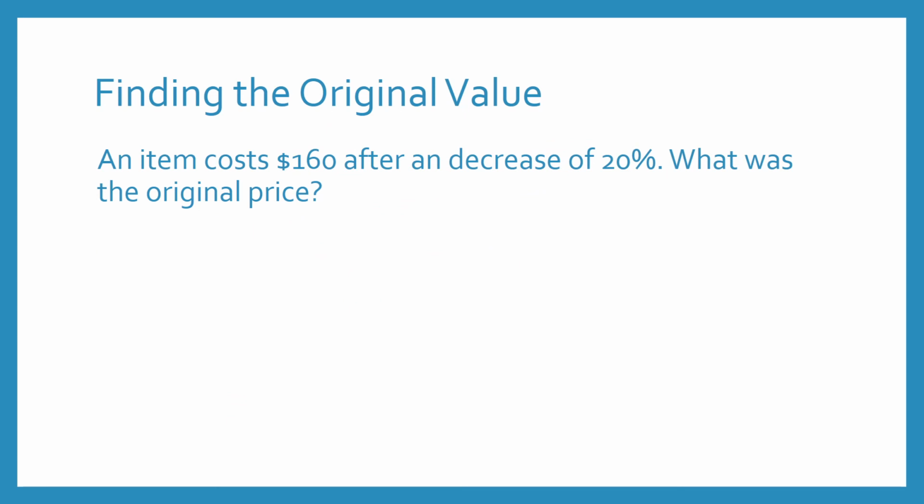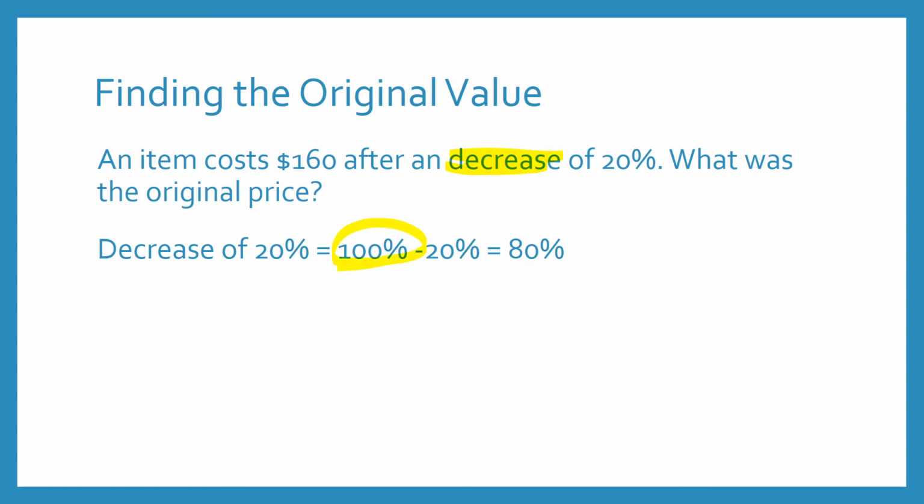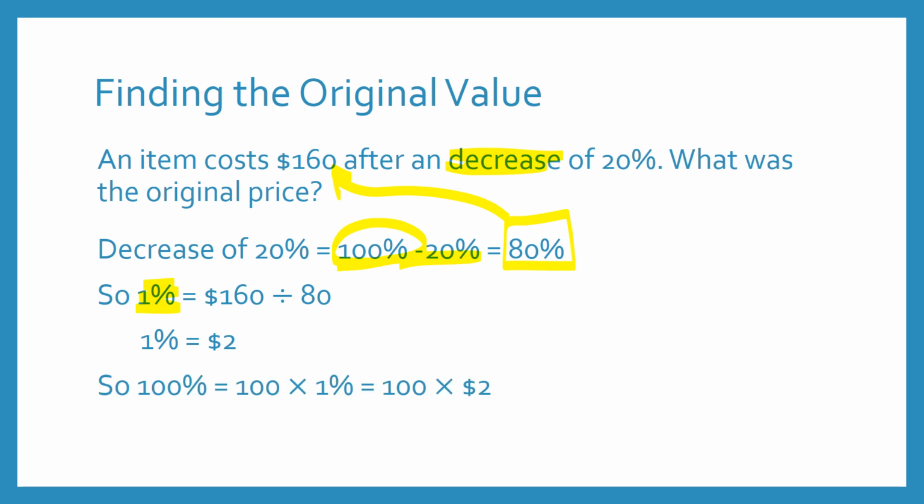We have a similar one. This time we have a decrease of 20%. So a decrease of 20% means that we take our original number, which was 100%, and we're taking away 20. So we end up with 80%. So 160 is 80% of our original. So to get what 1% of our original is, we divide 160 by 80. This will give us 1% of the original number, which gives us 2. Then to get to 100%, we times 1% by 100, which is 100 times 2, which is $200.